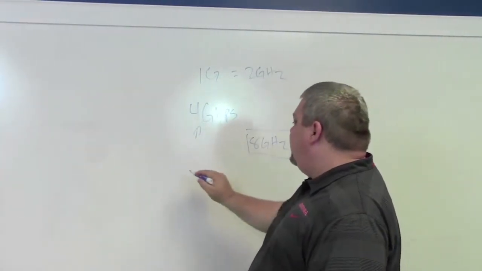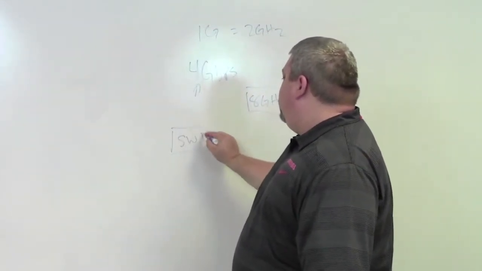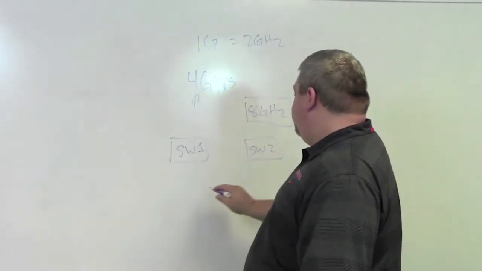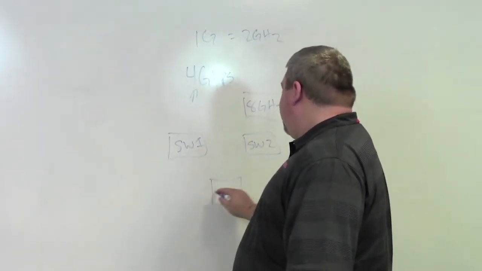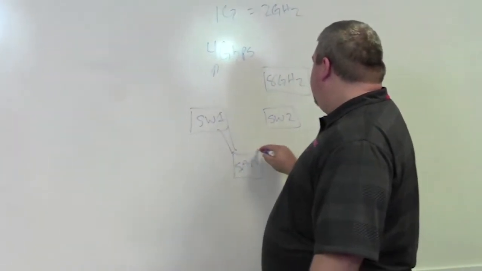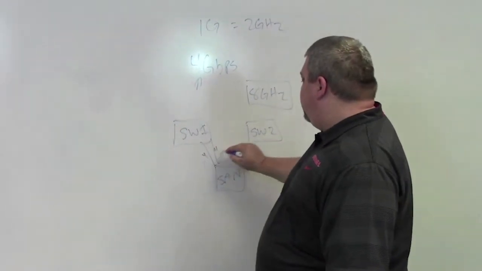You've probably got, if you're like most people, switch 1 and switch 2, and let's say here's your SAN, right? And you run 1 or 2 lines here and 1 or 2 lines here, and each one of these is at 4.